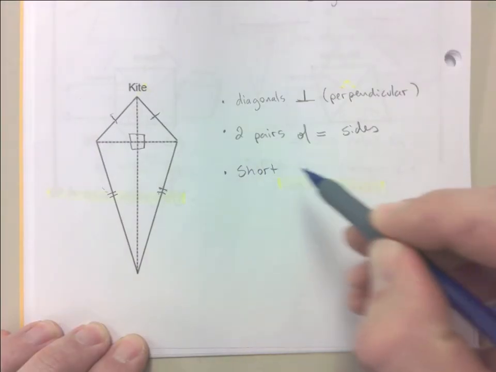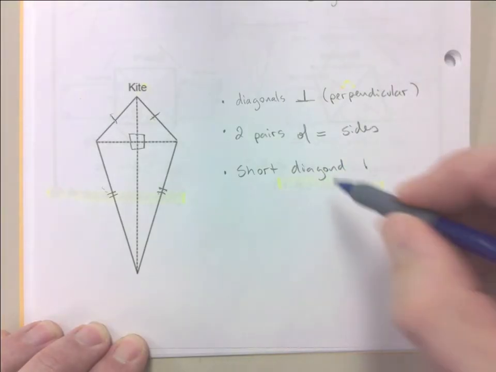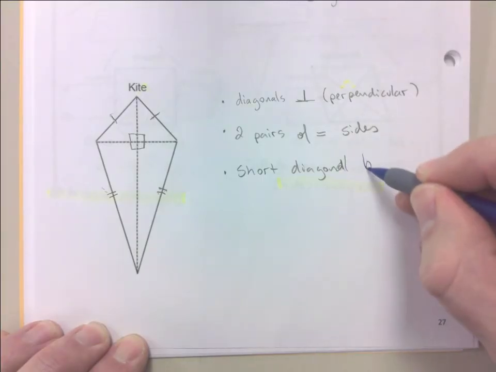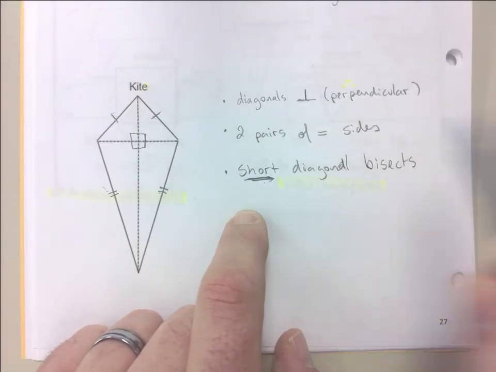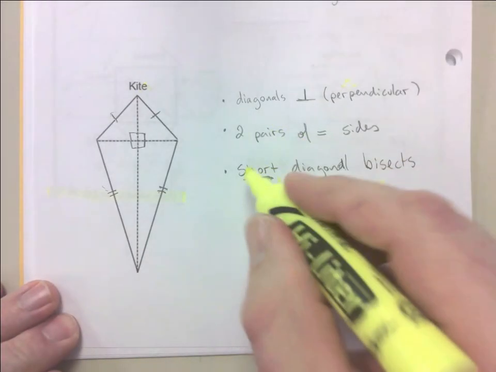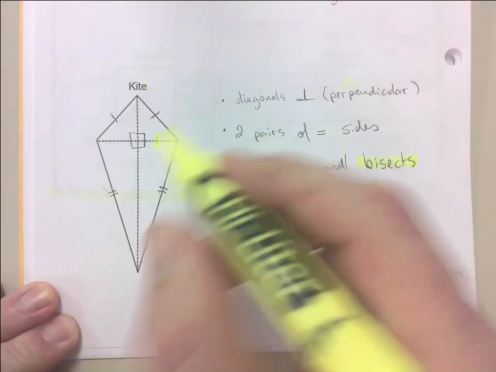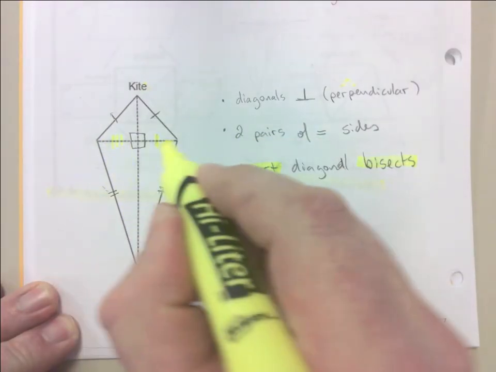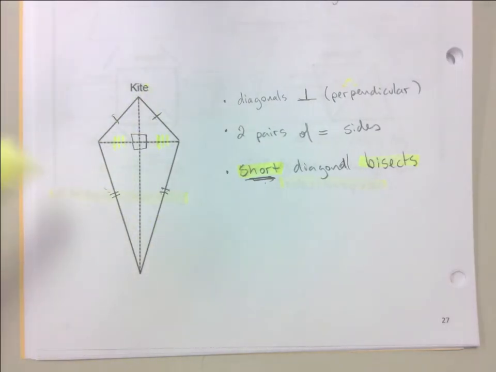Short diagonal. What is that? Diagonal. Bisects. The short one bisects, okay? So I'm going to highlight that. And I'm going to say we have to use 3 lines, by the way, because we used 1 for this, 2 for this. So the short one is cut in half, but not the long one. Okay? So keep that in mind.